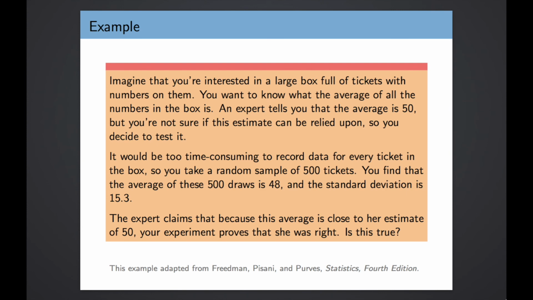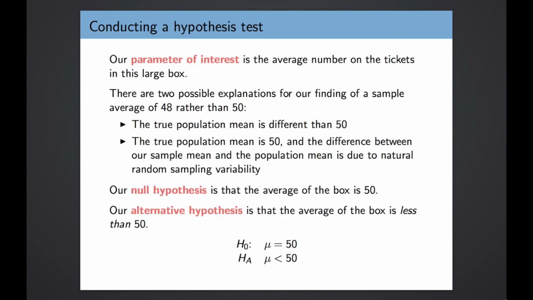And so your experiment is evidence that she's right, that the average of the tickets in the box is 50. Is that true? Our research question is asking about the mean of the values on all of the tickets in this large box that we're looking at. So our parameter of interest is the mean in this entire population of tickets.